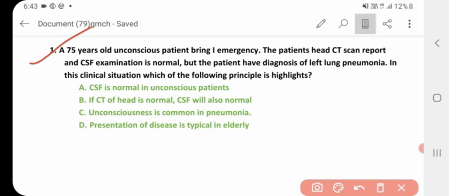So options: A, CSF is normal in unconscious patient. B, if CT of head is normal, then CSF will also be normal. C, unconscious is common in pneumonia. D, presentation of disease is typical in elderly. So the right answer is unconscious is common in pneumonia. So option C is the right answer.